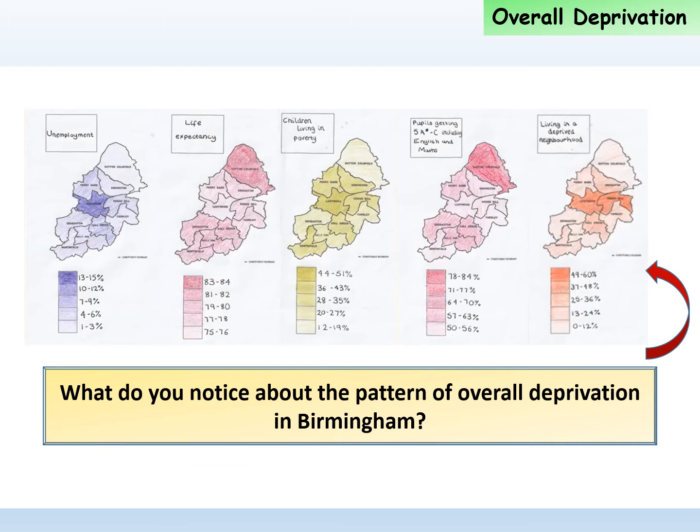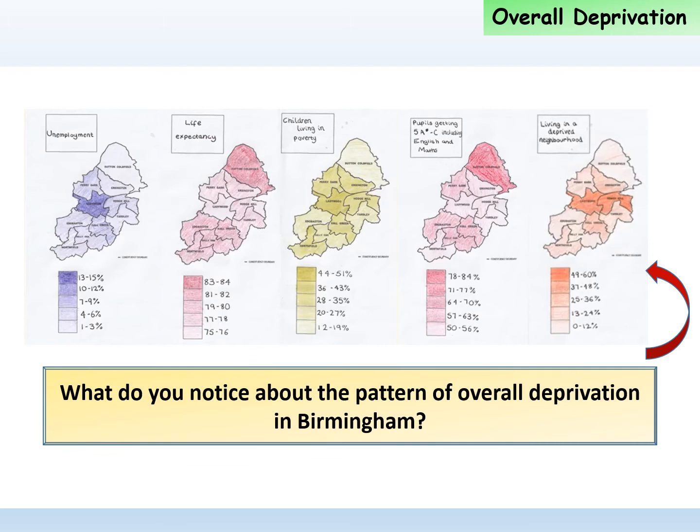If you look in the north, Sutton Coldfield, as we've seen throughout this lesson so far, in the inner and outer suburbs, there is a much lower number of people living in deprivation. So the clear pattern that we've got, inner city equals lots of deprivation. Suburbs equals a much lower amount of deprivation. So it is a much nicer place to live in the outer suburbs like Sutton Coldfield.